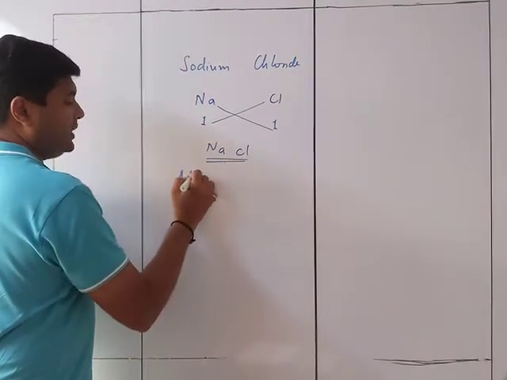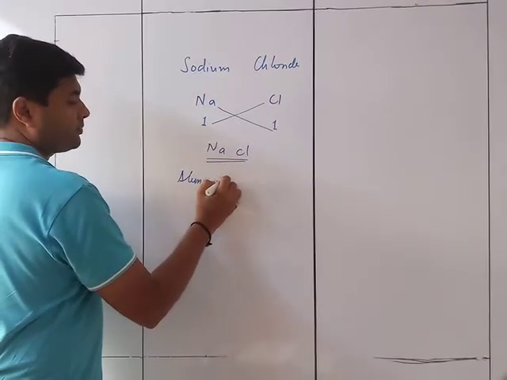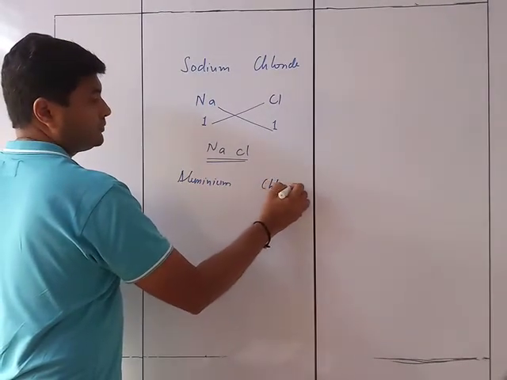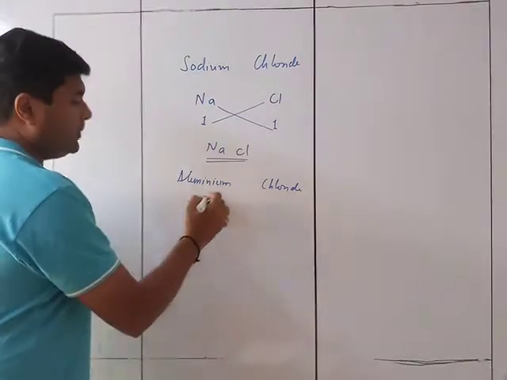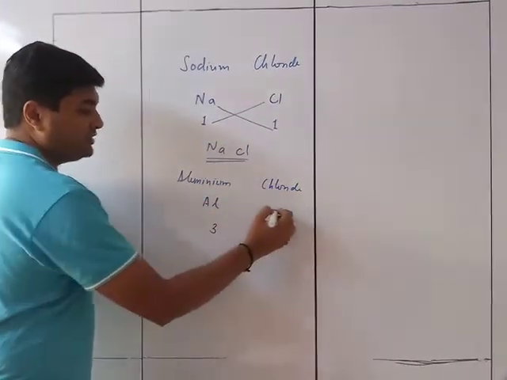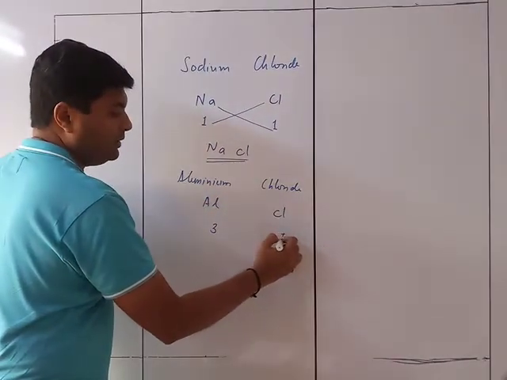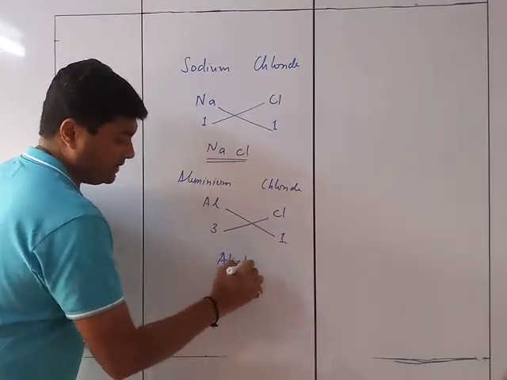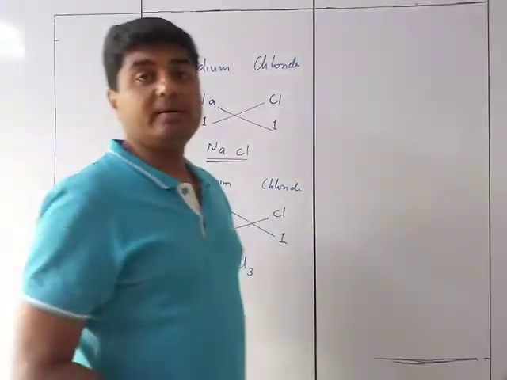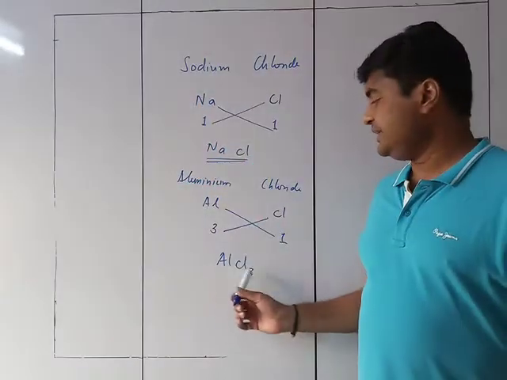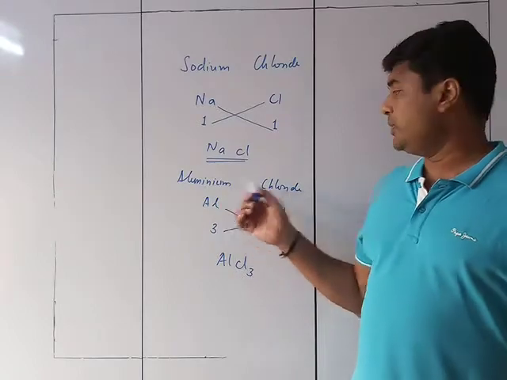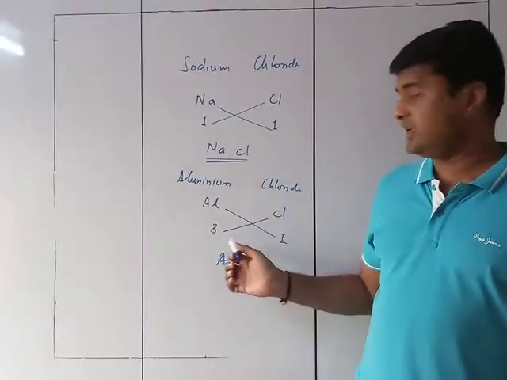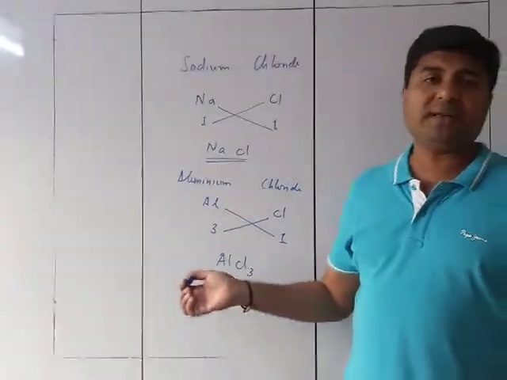Let's take another example. Well, I'm taking aluminium chloride. Now aluminium has got a valency 3, whereas chlorine has got a valency 1. So when you cross multiply over here, it becomes AlCl3. Okay, that is aluminium chloride will become AlCl3. You need not remember that aluminum chloride is AlCl3. You just need to remember the radical chart over here.